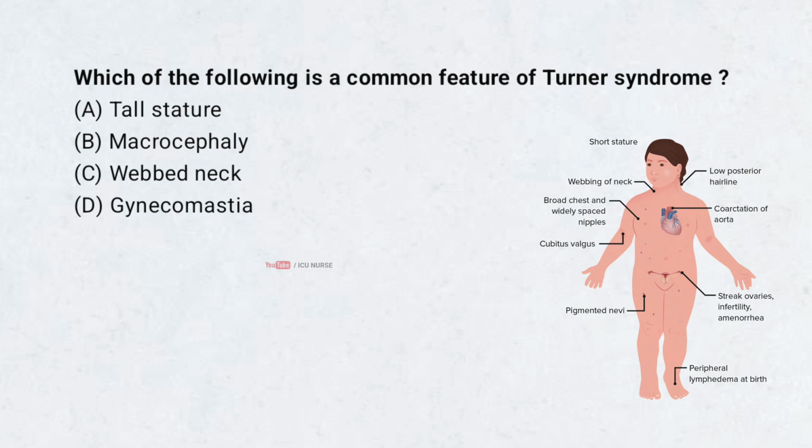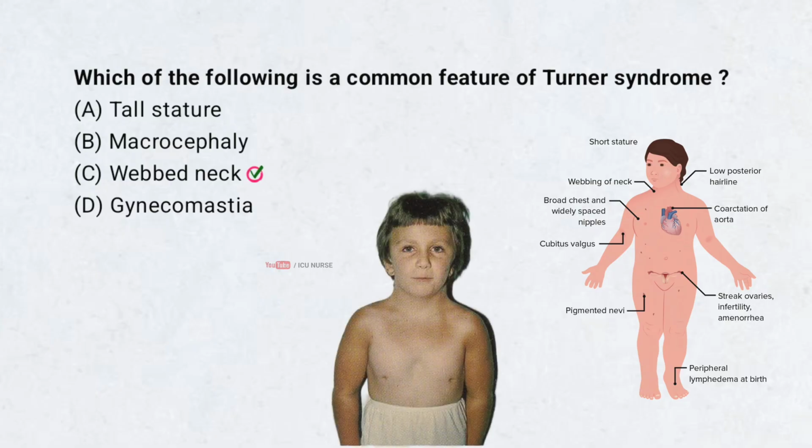Which of the following is a common feature of Turner syndrome? A. Tall stature. B. Macrocephaly. C. Webbed neck. D. Gynecomastia. Correct answer C. Webbed neck.